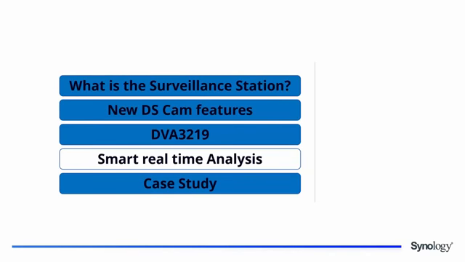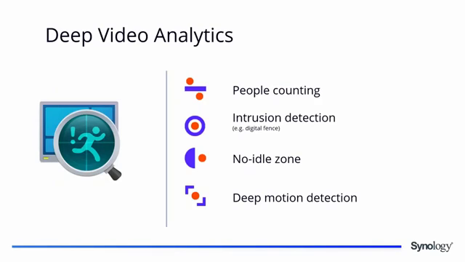Now I will bring your focus to the smart real-time analysis that the DVA3219 can offer. The DVA3219 features 4 video analytics options. It can do bidirectional people counting, meaning it can count those who have entered or exited the premise. It can also detect intrusions and can be used, for example, as a digital fence. It can also be used to detect lingering in idle zones. And it can also be used for deep motion detection.